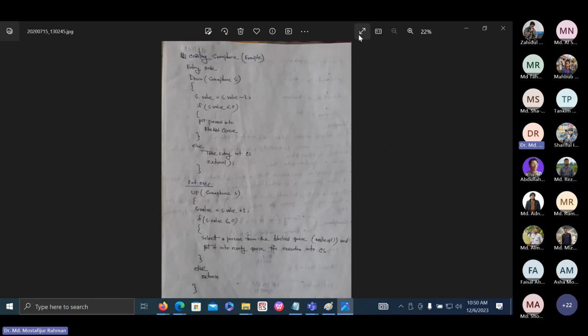This is one small program. There is an entry section program and there is an exit section program. This is the example for counting semaphore. Down means entry section and exit section is up. The name is given because of the value of the semaphore going down.